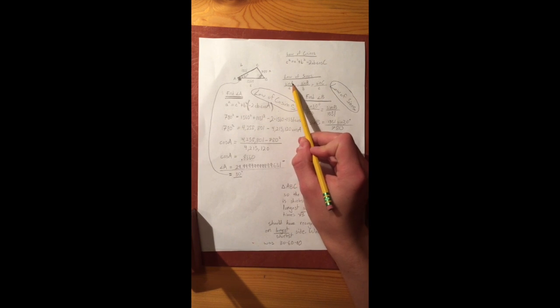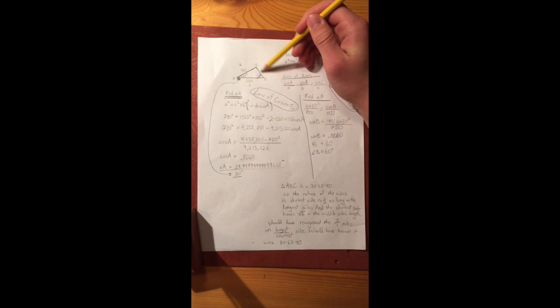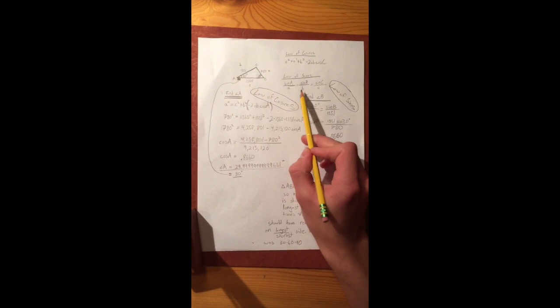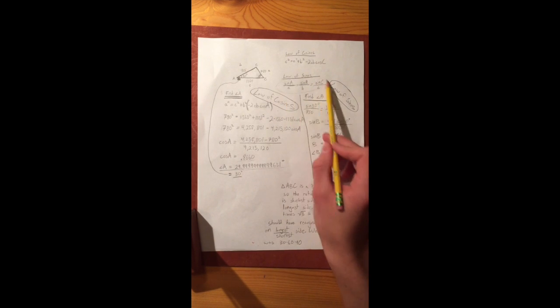And it says that the sine of angle A is to the length of side A, which is just opposite the angle, as sine B is to side B. You can see it right here. I'm not going to say it all out. So that's the law of sines.